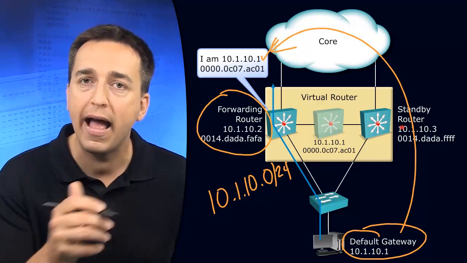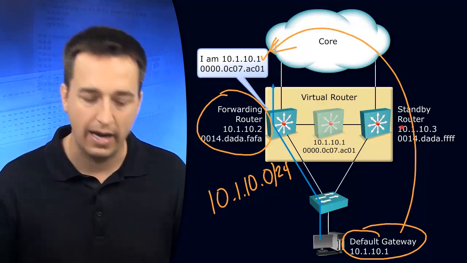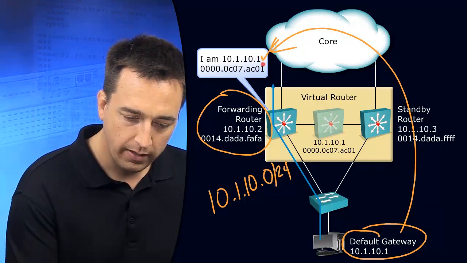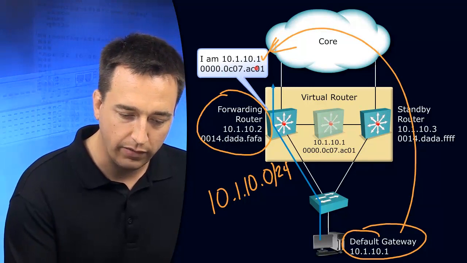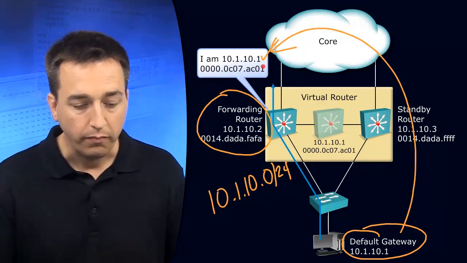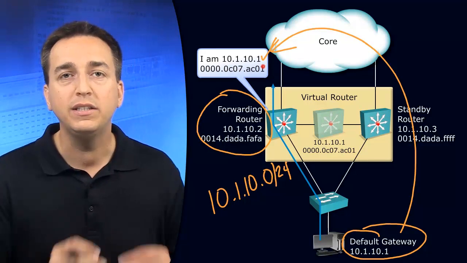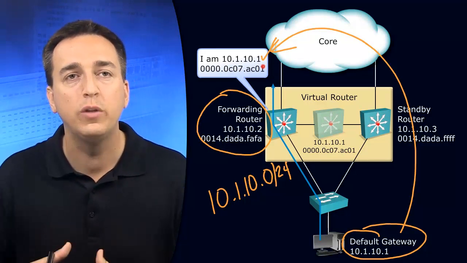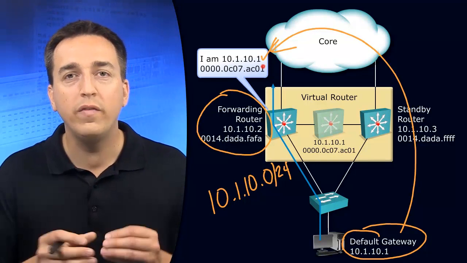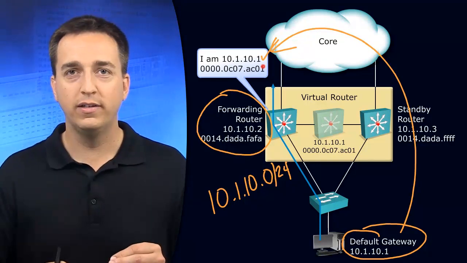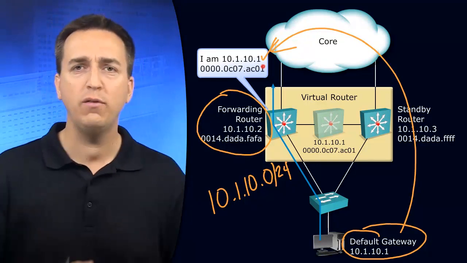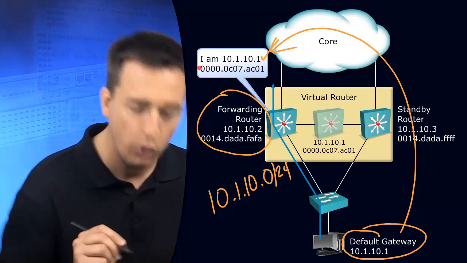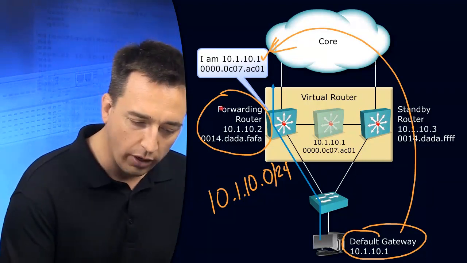And since there's a MAC address associated with that IP address, we see it right here, 0000.0C07.AC01 in this case, that MAC address is the MAC address that's going to be given to the clients when they perform their ARP request. What's the MAC address for 10.1.10.1? Oh, here it is, right here. And who responds? This forwarding router.